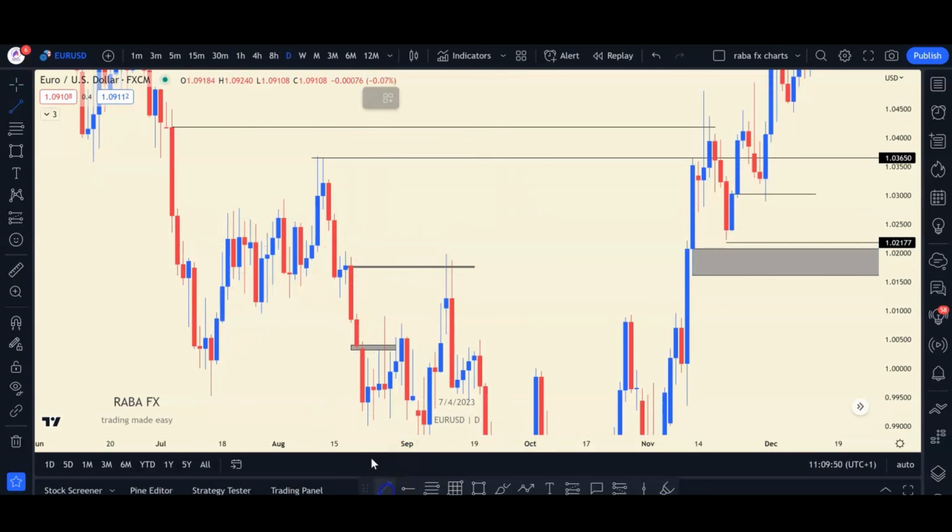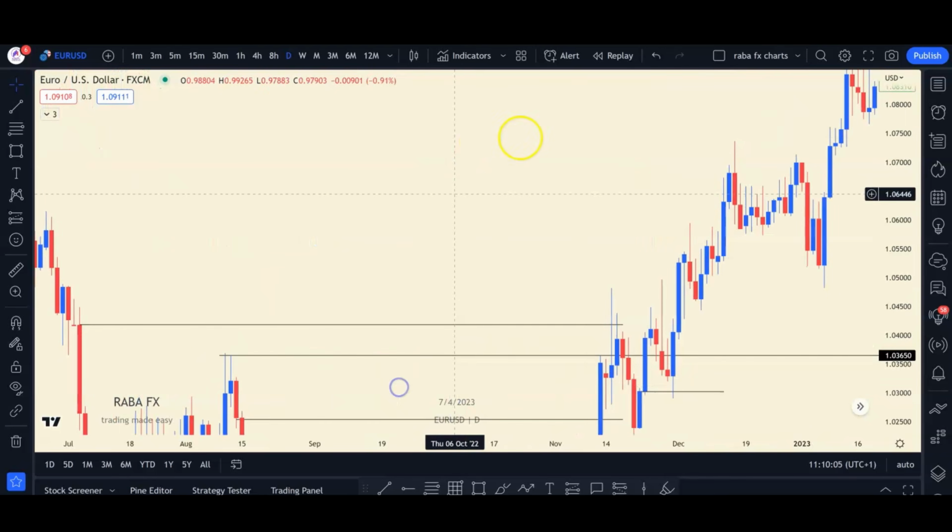Okay, now remember, they are not holy grail. Like here for example, price just went through it. So you're not simply putting limit orders. There are different rules to these things, and with time you are going to understand it. So that is the opening price.